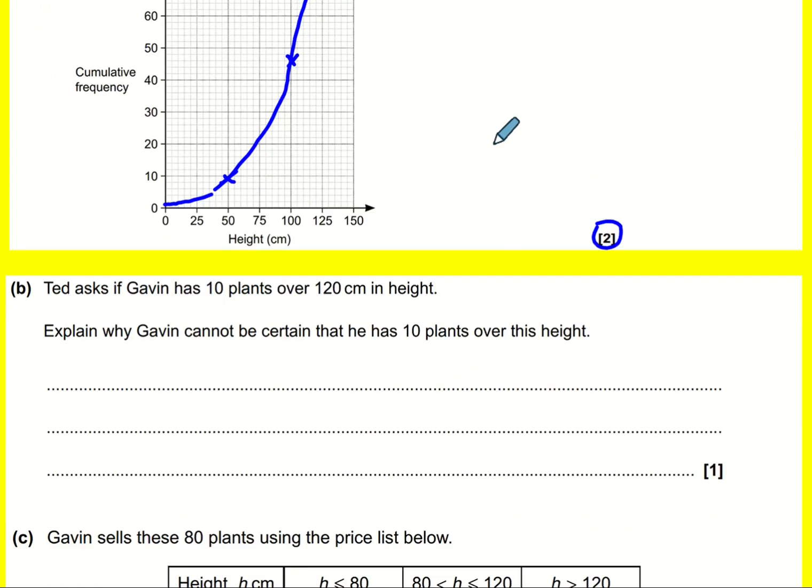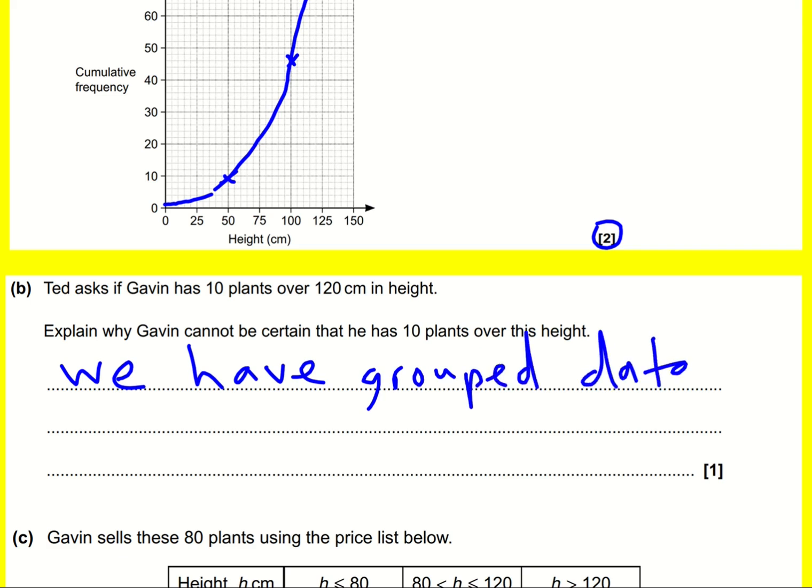To explain why he cannot be certain, it's because we have grouped data, not the exact heights. I hope that makes sense. Only a 1 marker.